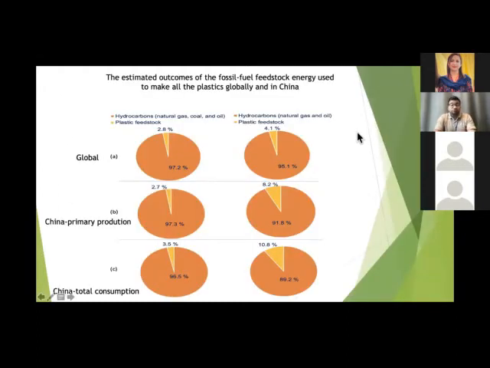We are also working on how much energy is consumed during making petroplastic. So here is the estimated outcome of fossil feedstock energy used to make all the plastic globally and in China. The first graph shows the hydrocarbons, natural gas, coal, and oil, all three combined, used for making plastic, not the whole process, not processing, only as a raw material.